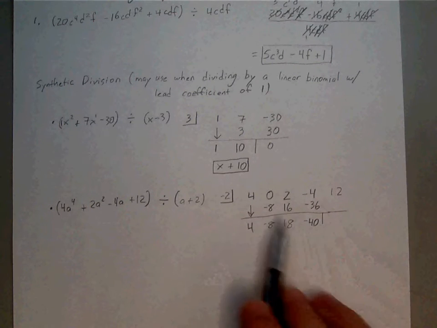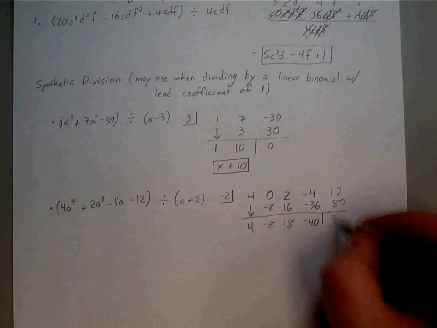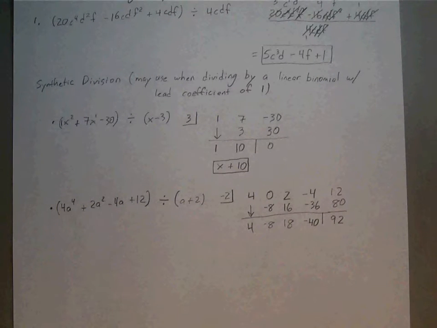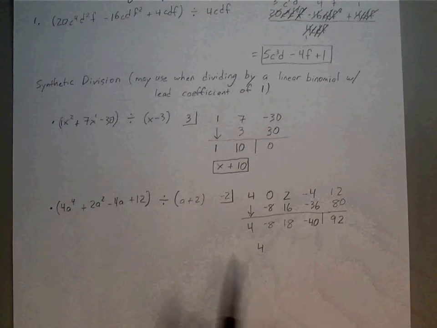Negative 40 gets multiplied by the negative 2, we get positive 80. Add with the 12, we get 92. So this time we have a remainder. So here's our answer. Our lead coefficient is 4, but it's 4 what?